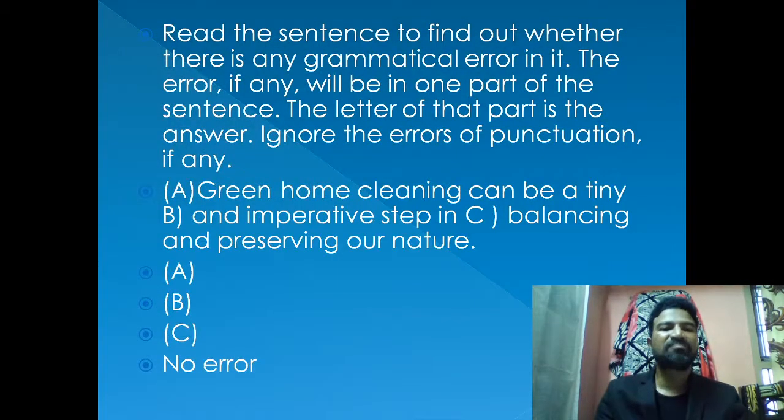Moving on. Green home cleaning can be a tiny and an imperative step. Yes, I'm sure it's a repeated slide. You can easily guess the answer. The error is in part B of the sentence. An imperative, because as I said, the article "an" is missing before the adjective imperative.